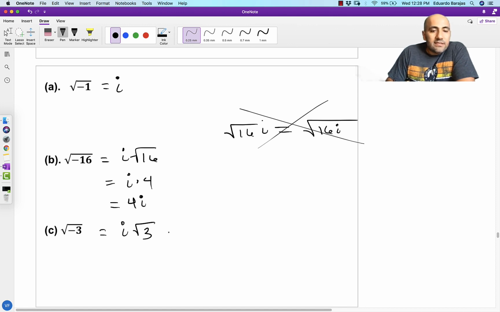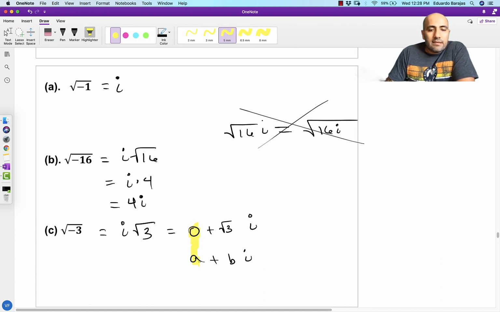In all of these cases, technically we have a 0 for the real part of the complex number. So you can also write it as 0 plus root 3 i, and then make it really clear that the i is not inside the root. And this is just to put it in the form a plus bi, just to really clear up that this is the real part and this is the imaginary part of our complex number. Okay, I think that should be pretty easy.